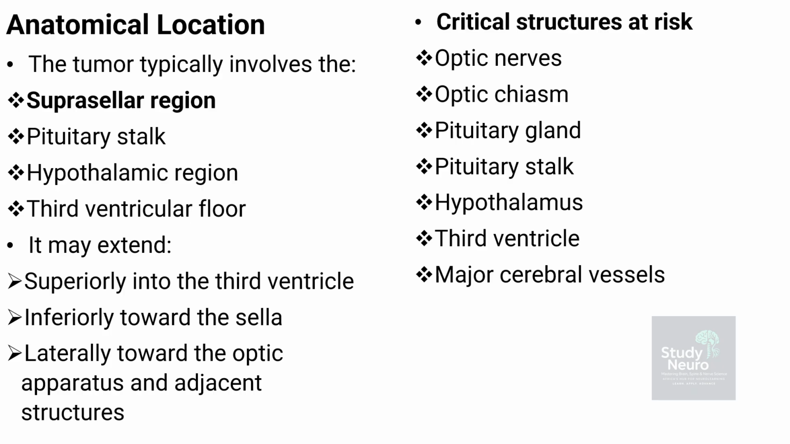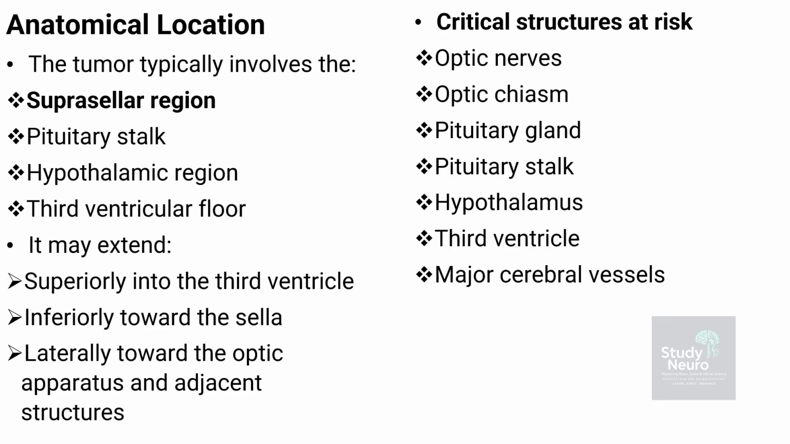The optic nerves and optic chiasm may be affected, while the pituitary gland, pituitary stalk, and hypothalamus are also vulnerable because they lie next to the tumor. Major cerebral vessels can be involved as well, making careful anatomical assessment essential before surgery. The main surgical challenge is the tumor's close relationship with the hypothalamus, optic pathways, and pituitary stalk. Attempting complete removal may therefore carry significant functional risks, so treatment must balance tumor control with preservation of neurological and endocrine function.